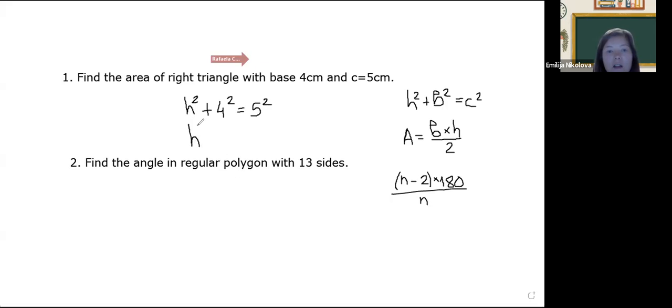So I will have h squared plus, instead of 4 squared, I will put 4 times 4. That gives us 16. And that equals 5 times 5, that's 25. Now, on the left side, I just want to have h. I don't want this number here in order to find it. So I need to subtract 16 from both sides, because here it is with a plus sign.